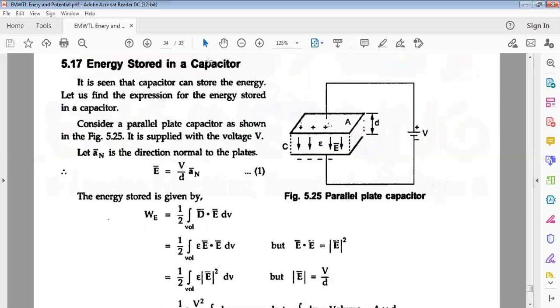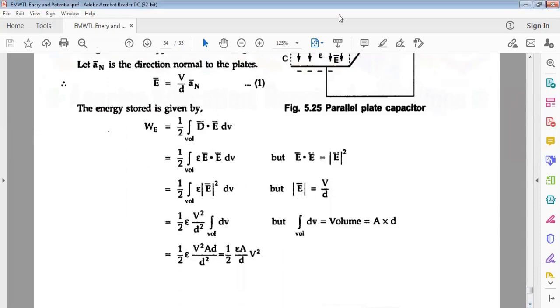We know the energy stored. In the last class, we derived the expression for the energy stored in electrostatic fields: W is equal to 1 by 2 the volume integral of D bar dot E bar into dV. dV is a volume, my dear students, not the potential here. D changes in terms of epsilon E bar, so D bar dot E bar is equal to epsilon E square, 1 by 2 the volume integral of epsilon into E bar square, and E bar is equal to V by D.